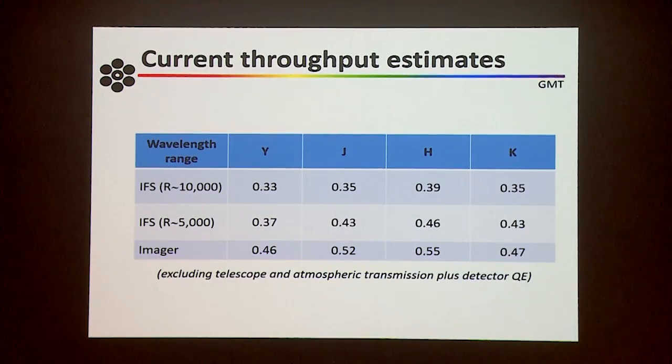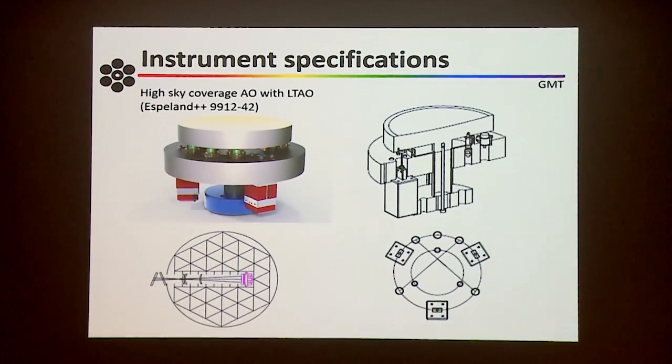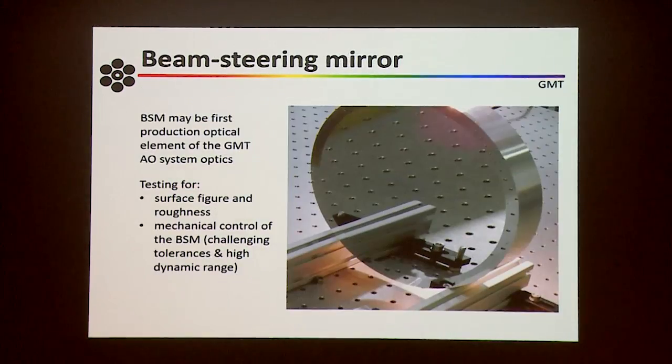The current throughput estimates with that new design are shown here. This is the throughput of the instrument itself. It excludes the telescope, the atmospheric transmission, and the detector QE, but the spectrograph itself and the imager are producing throughputs in the 0.3 to 0.4 range for the integral field spectrograph and the 0.5 or thereabouts range for the imager. I think I'll skip that one.